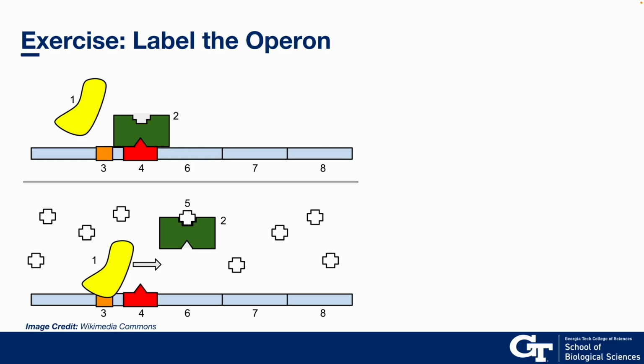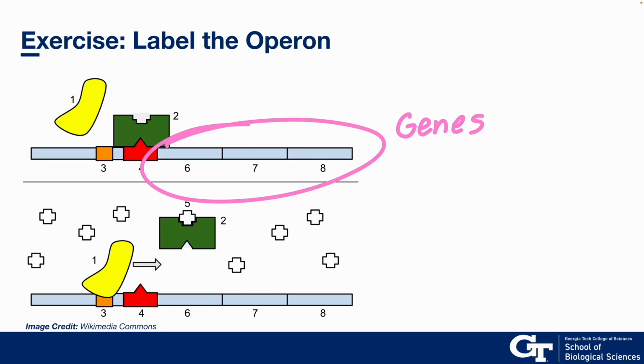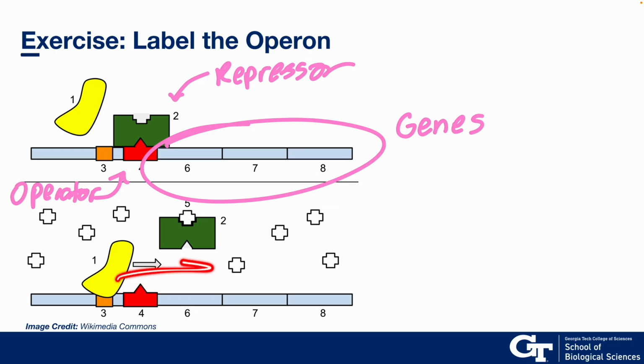And now, again, here's a chance to label an operon just to cement that knowledge. So what I'm going to do is lump 6, 7, and 8 together because those are just our co-regulated genes. What about 2? What is 2 binding to? 2 is binding to our operator, which must make 2 a repressor. And if you look at the second image here, what is 1 binding to? And what is 1 doing? Well, 1 is transcribing these genes, so 1 is RNA polymerase.